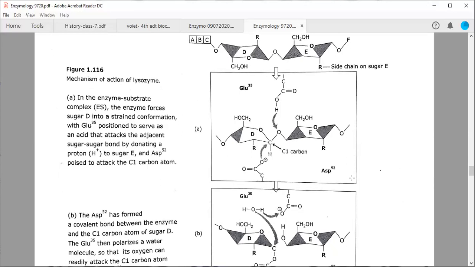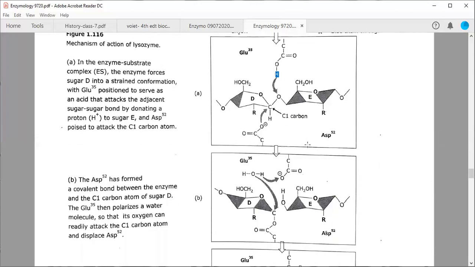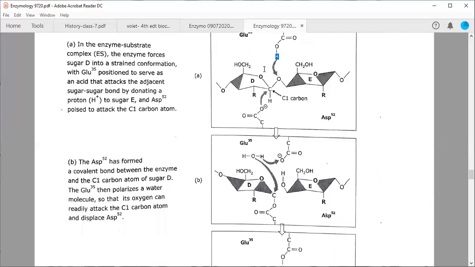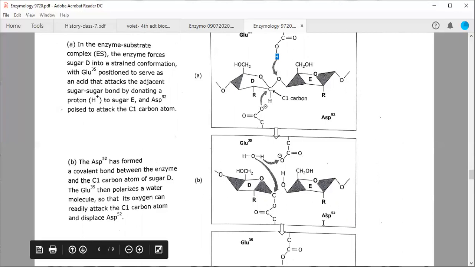Now suppose this is the enzyme lysozyme, which has two amino acids, one glutamate, the other aspartate. First of all, this glutamate is going to donate, working like an acid, an H positive to this glycosidic bond. This is a beta-1,4 glycosidic bond between these two residues. Once this H positive is donated here, this bond will be broken in this step only. So this OH will be here, and this D residue will make a covalent bond with aspartate 52.